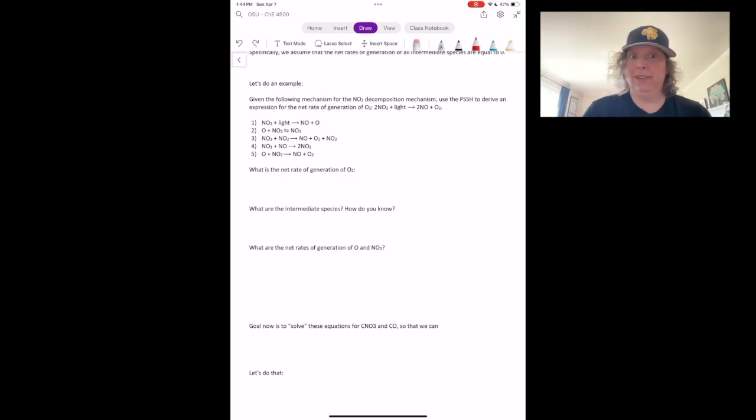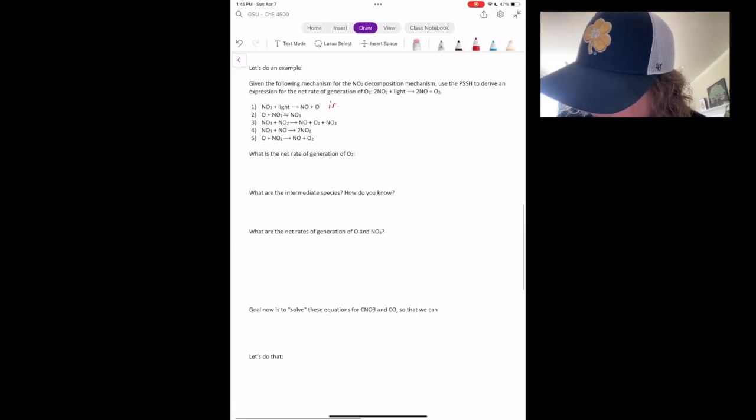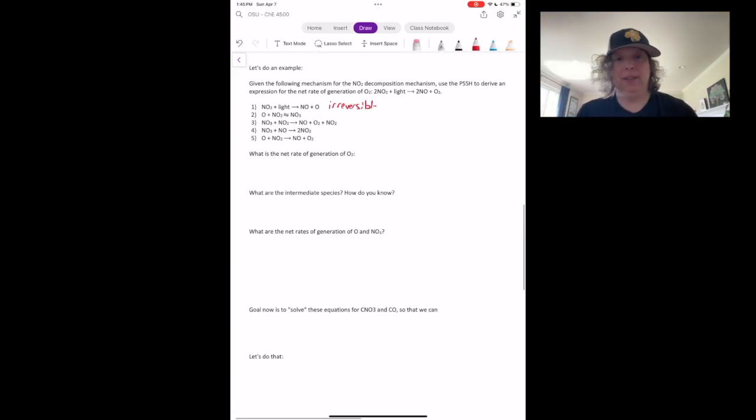But as a first pass, I'm going to just take what I've been given. So I was given this mechanism, and I'm just going to work with it. Based on this mechanism, I'm going to make several assumptions. I'm going to assume that this step here is irreversible. That's because it's been drawn with a single-sided arrow.